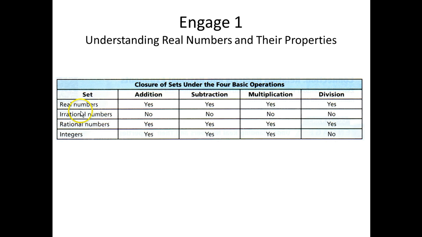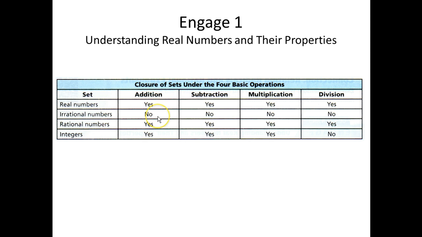Okay, so here are the real numbers, and here are some subsets of the real numbers. Notice that the real numbers are closed under every single arithmetic operation. So what that means is you can add two real numbers together and you're always going to get another real number. You can subtract two real numbers and you're always going to get a real number as a result. You can multiply two real numbers, you're always going to get a real number as a result, and you can divide two real numbers, you're still going to get a real number as a result.